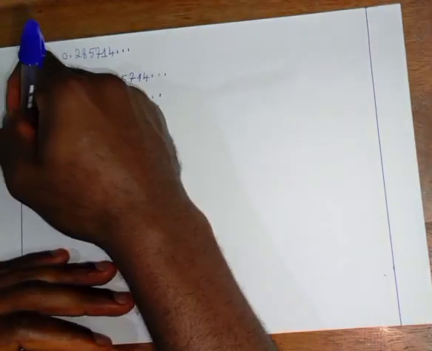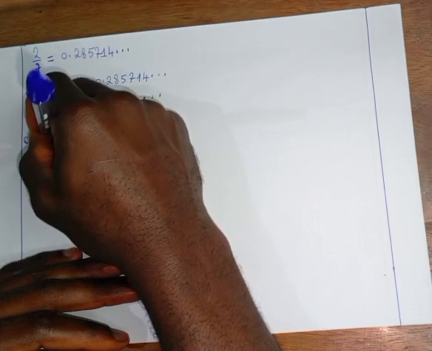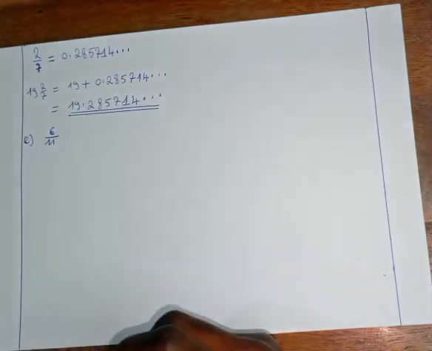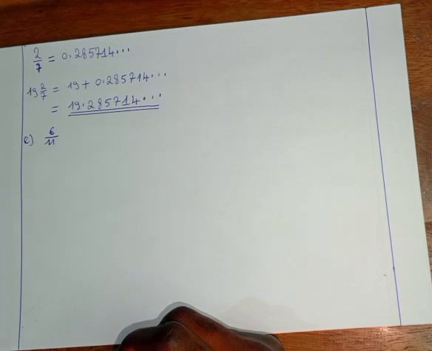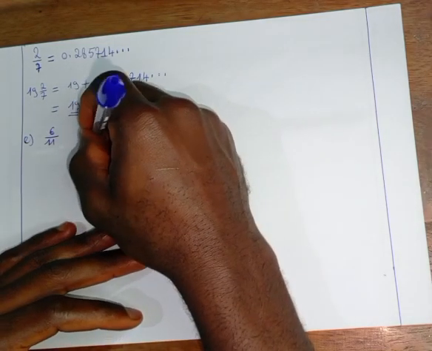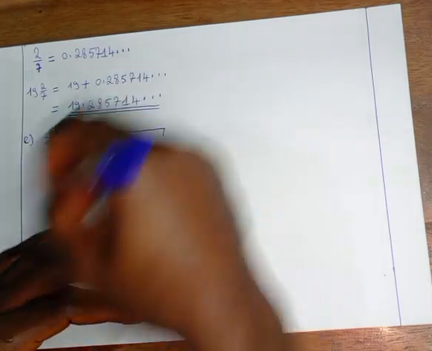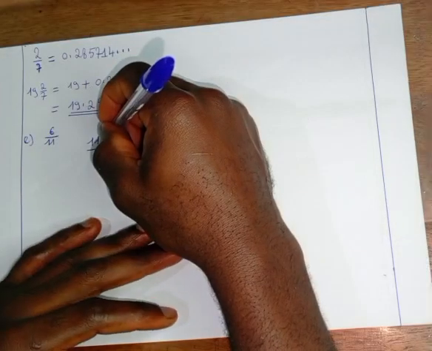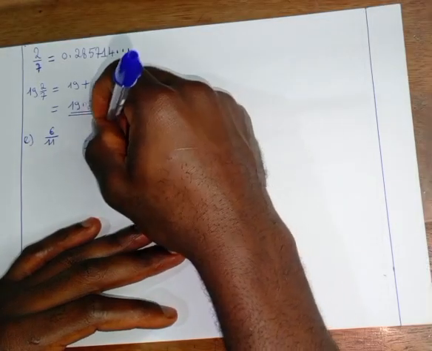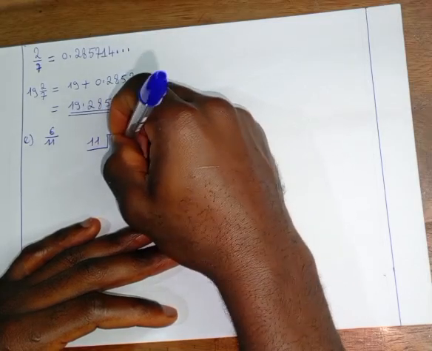We go now to question E. For E, we have 6 over 11. We have to convert 6 over 11 to decimal number. We are going to make use of the method of long division. We are going to send out 11. Bring in 6. 6 is less than 11. We are going to fix a 0 up here. The decimal point down here we add a 0.